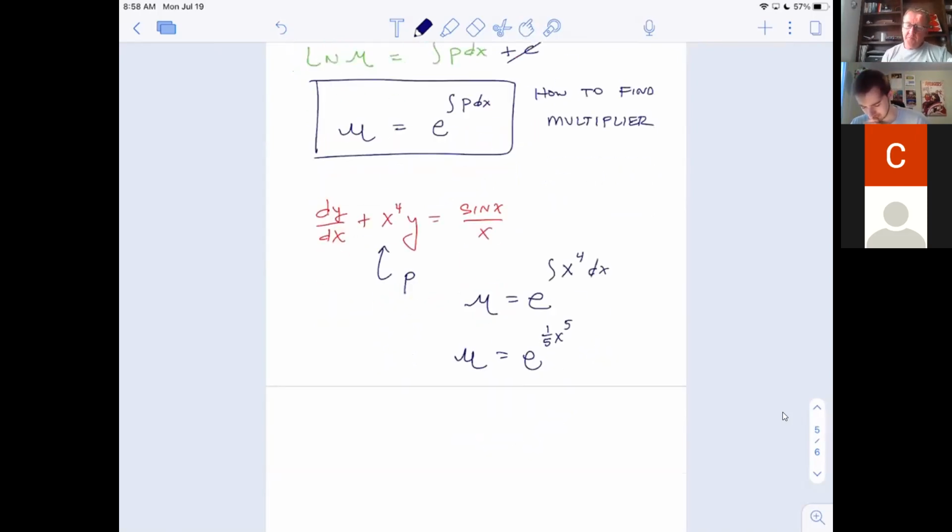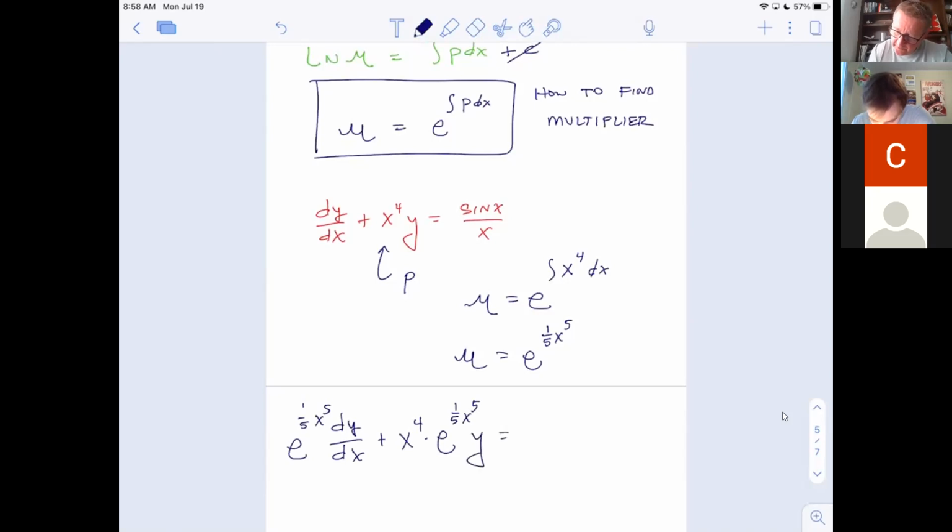Okay, so now I'm going to multiply both sides by that. So if I multiply both sides by e to the 1/5 x to the 5th, that's what would happen to the first term. What happens to this next term? I get x to the 4th is already sitting there, but now I'm going to multiply it by e to the 1/5 x to the 5th. And there's a y already sitting there. Yeah, this problem's going to be terrible.